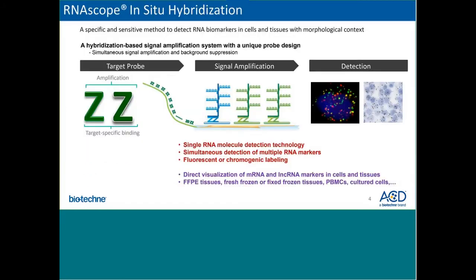To begin with the RNAscope technology, the RNAscope assay is an in situ hybridization method that utilizes a unique double-Z target probe design, followed by a signal amplification system, which will allow you to visualize a single mRNA transcript as a punctate dot through either chromogenic or fluorescent detection. This highly specialized system allows for simultaneous signal amplification and background suppression. This will allow you to directly visualize your mRNA markers in cells and tissues, and in a variety of different types of tissues, including FFPE, fresh frozen, fixed frozen tissues, as well as PBMCs and cultured cells.